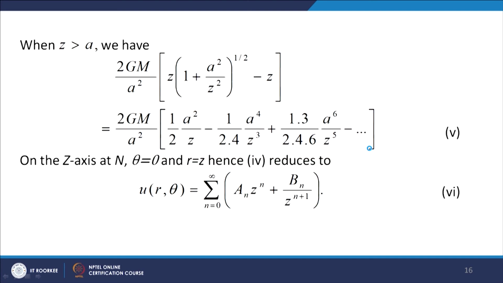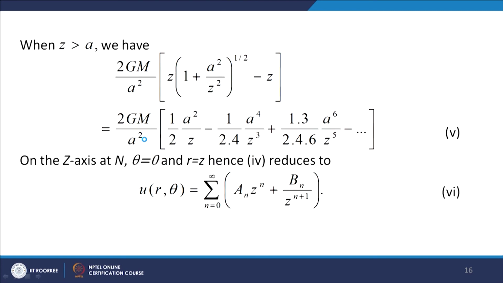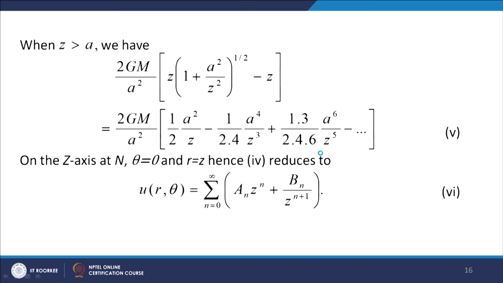Now, when z is greater than a, we have 2GM over a squared times z times (1 plus a squared by z squared) to the power half, minus z. Here we are integrating with respect to rho. Let us look at this expression: the square root of z squared plus a squared, if z is greater than a, can be written as a times the square root of 1 plus a squared by z squared, that is, (1 plus a squared by z squared) to the power half. Then we can write its binomial expansion and we get 2GM by a squared times (1/2 a squared by z minus 1/2 into 4 a to the power 4 by z cubed, 1 into 3 over 2 into 4, 6 a to the power 6 upon z to the power 5) and so on.